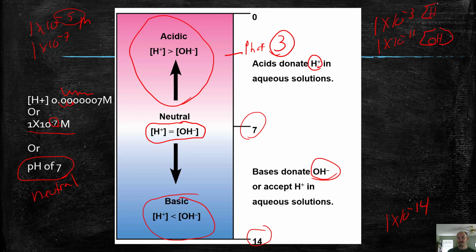So this is the concentration of hydrogen. This is the concentration of hydroxide. So if you know one of the numbers, added to the other, the absolute values add up to 14, which lets you know the concentration of the other one. So at a pH of 7, they both have a concentration of 1 times 10 to the negative 7.